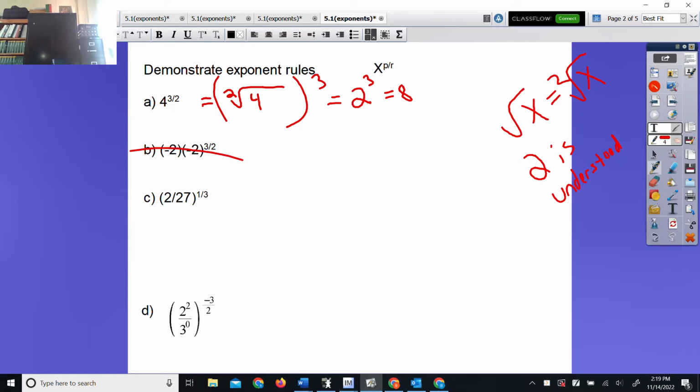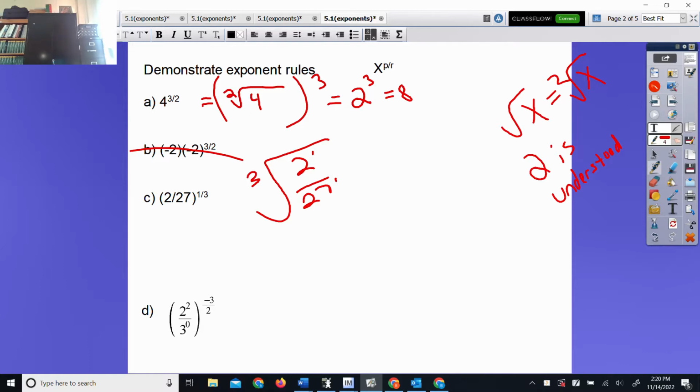Move on to C. That's also that x to the p over r rule. This time, what's the power? Power is 1. What's the root? 3. You're taking the cubic root of something to the first power. Might look like this: the cubic root of 2/27. If you want the ones here, you can put them there, but you don't have to because they are understood.